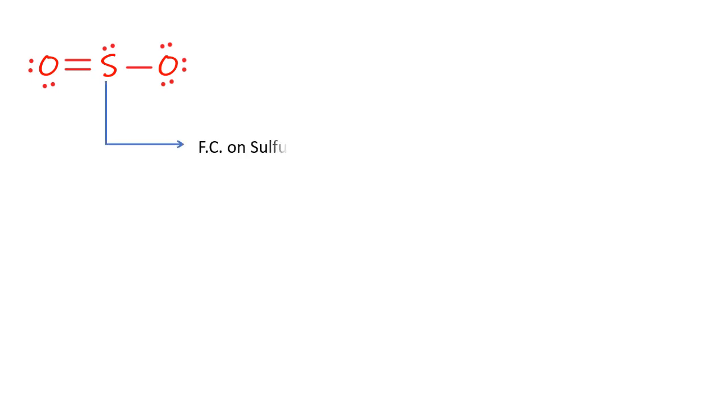First calculate for sulfur. Formal charge on sulfur will be the total number of valence electrons in sulfur, 6, minus lone pair electrons. How many lone pair electrons here? 2 electrons, so minus 2, minus 1 by 2 into how many bonding electrons around this sulfur atom? 2 here, 2 here and 2 here, so total 6 electrons. So when we use simple calculation, 6 minus 2 minus 3, it means plus 1. So formal charge on sulfur is +1.